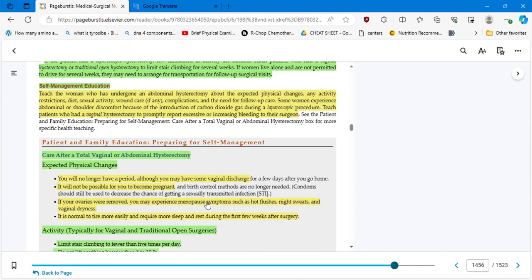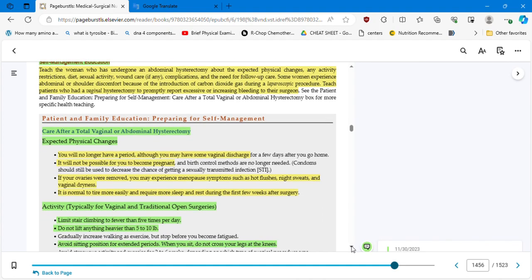Self-management education. Teach the woman who has undergone an abdominal hysterectomy about the expected physical changes, any activity restrictions, diet, sexual activity, wound care, if any, complications, and the need for follow-up care. Some women experience abdominal or shoulder discomfort because of the introduction of carbon dioxide gas during a laparoscopic procedure. Teach patient who had a vaginal hysterectomy to promptly report excessive or increased bleeding to their surgeon, as I explained before, right?